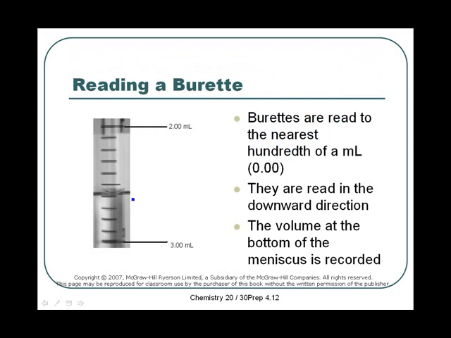When we read a burette, we read going down. On a burette, there are lines that go all the way around the burette at every milliliter. So here, the top would be up this way, and the bottom of our burette would be this way. And so we read going down. So this is 2 milliliters at the thick line. This next line would be read as 2.10, 2.20, 2.30, 2.40, so 2.50 would be this one, 2.50, 2.60 would be this line here.